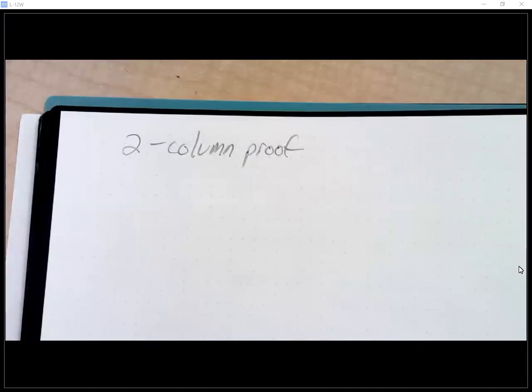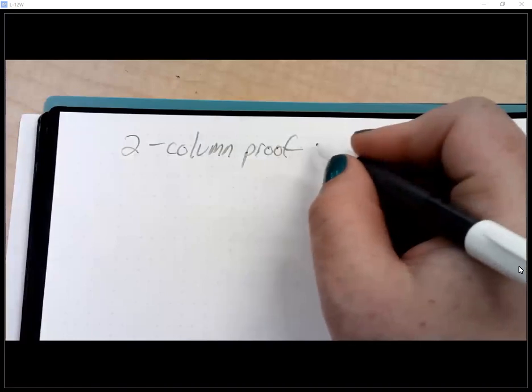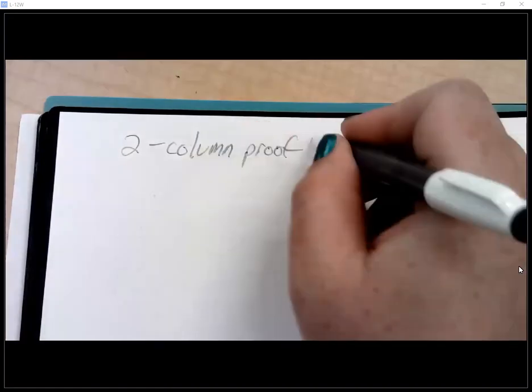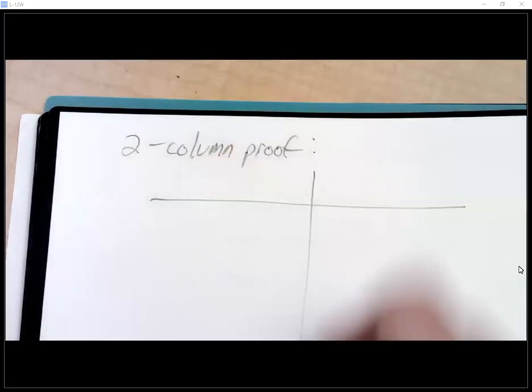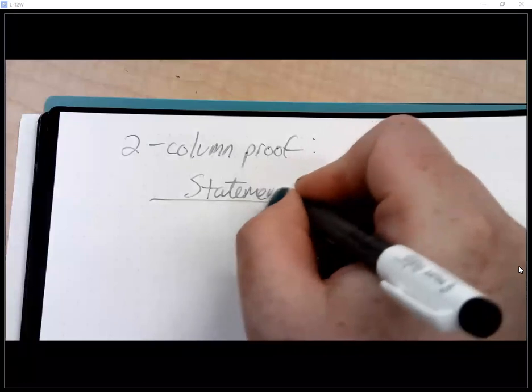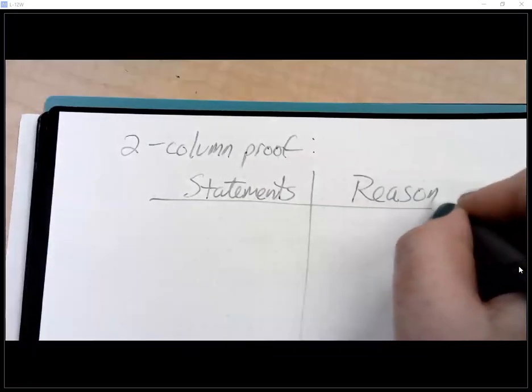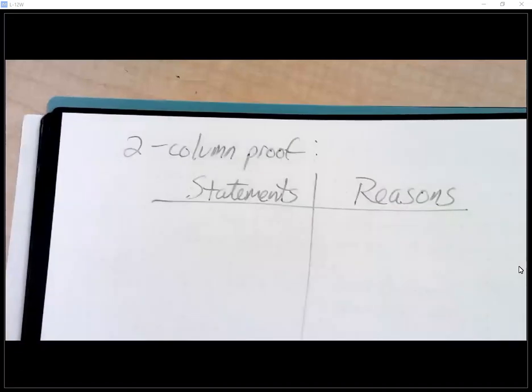All right, anyway, a two-column proof. We literally have two columns. On the left, we title it statements. And on the right, we have reasons. So what's going to happen is you're going to be given some information. You'll either be given a diagram, a statement, or something, and then they'll ask you to prove something about it.